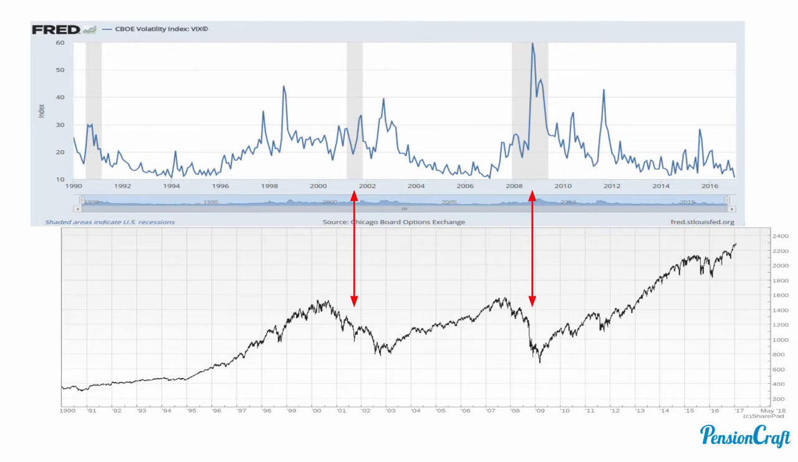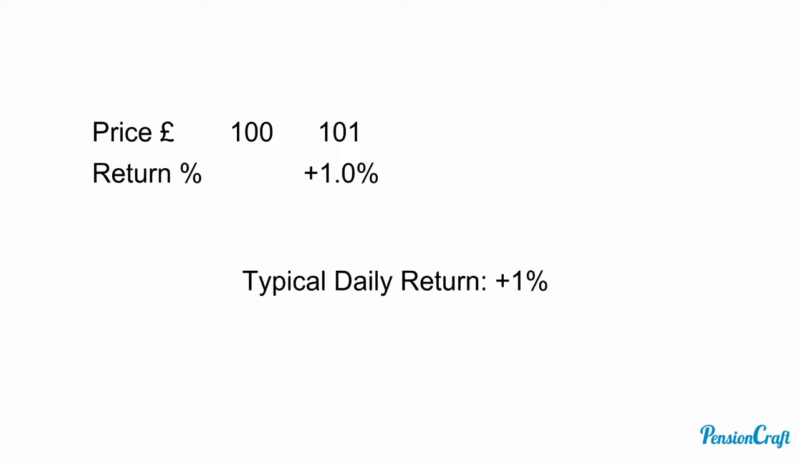The shaded grey blocks are recessions in the United States, and usually recessions come with an earnings crash for US equity, and with recession comes very sharp falls in the equity market. In 2008, VIX spiked up to 60%. So wait, what is volatility?